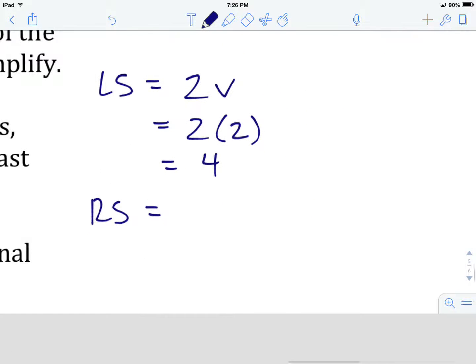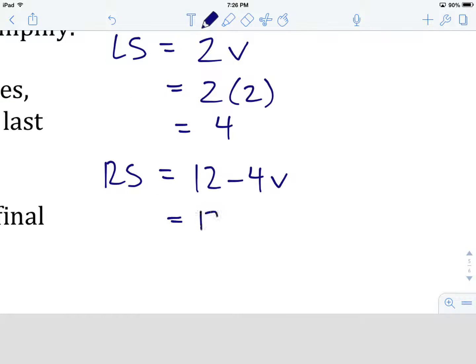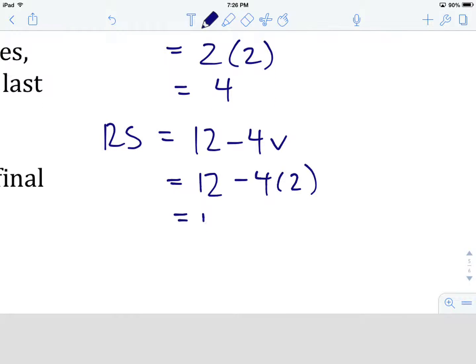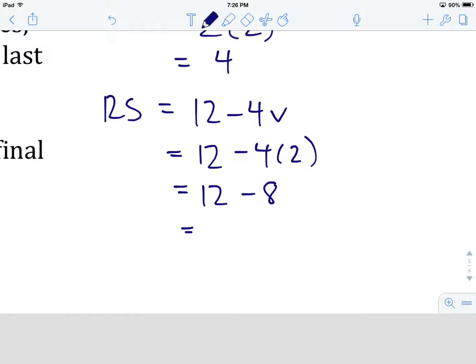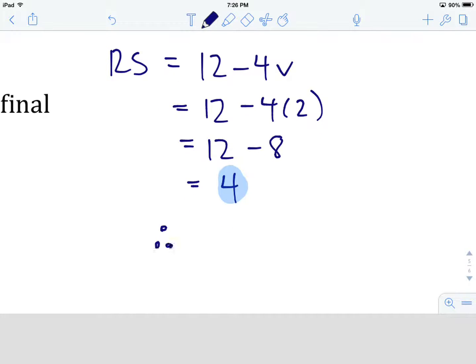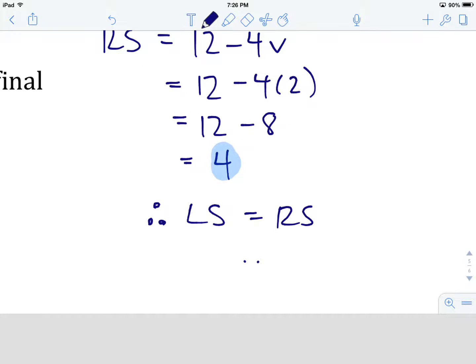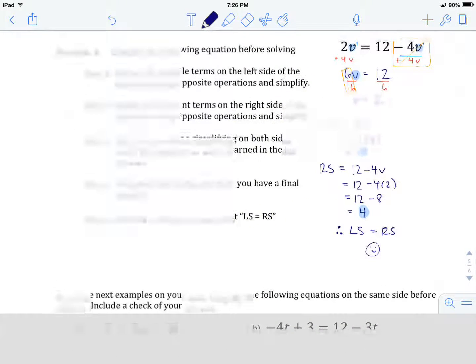We have 12 minus 4v. Now again, we think that v is equal to 2. So we're going to follow our order of operations. We're going to do our multiplication first. So 4 times 2 is 8. And 12 minus 8 is going to be 4. So we'll notice that both the left side and the right side of our equations are equal. And we'll write out, therefore, the left side equals the right side. And a happy face because we got the right answer.